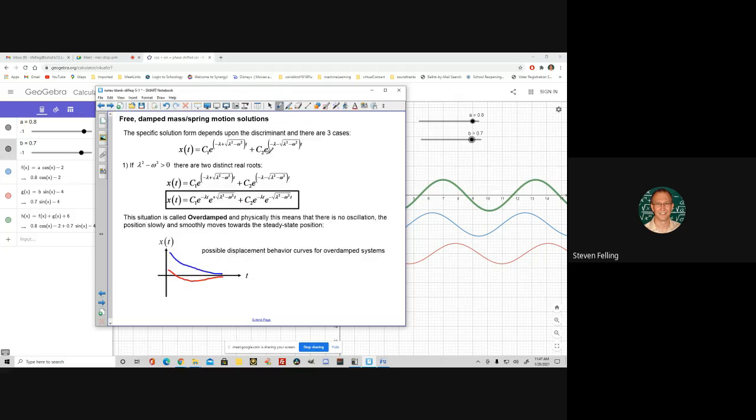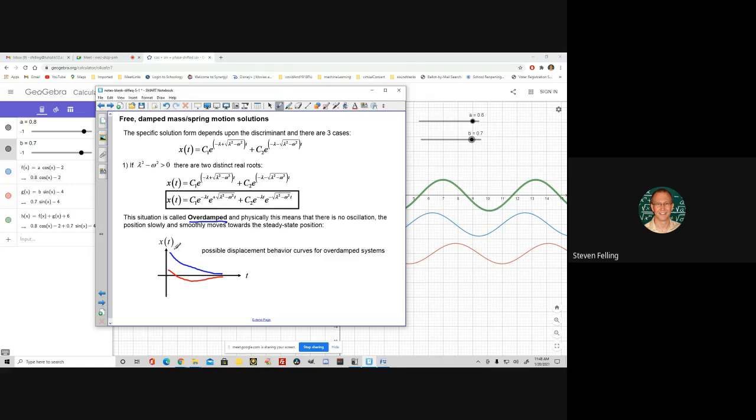The first case would be if the discriminant is positive. So if lambda squared minus omega squared is positive, then we're going to have a real number, right? Our solutions are going to be negative lambda plus the square root of some positive number, and then negative lambda minus that. So this will just be a real number and another real number. And that means the form of this is basically just exponential decay, right? And so this particular situation is called overdamping. And it basically means there's no oscillation.